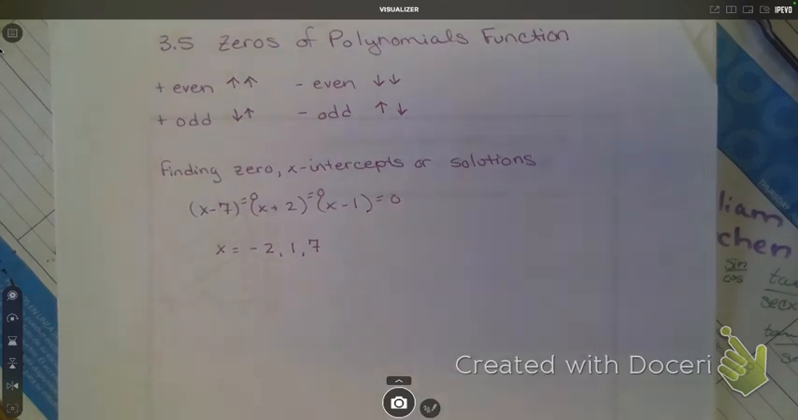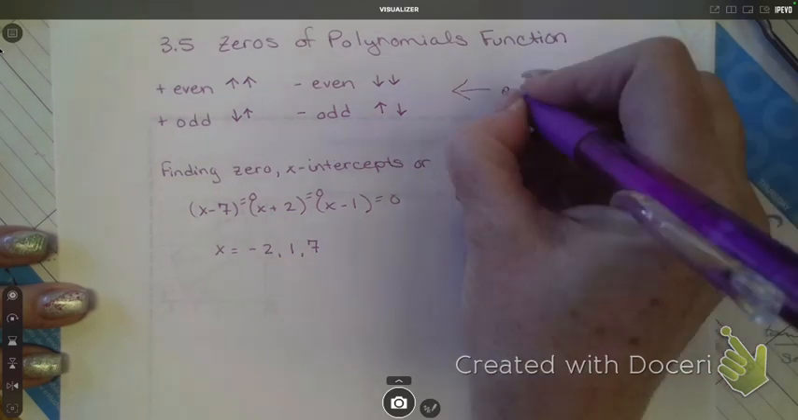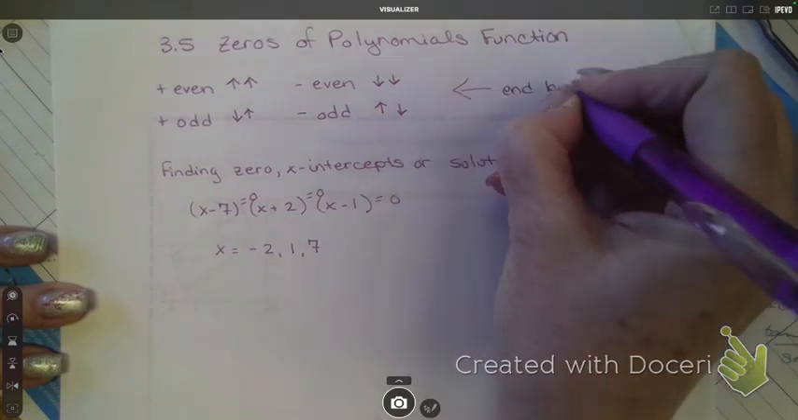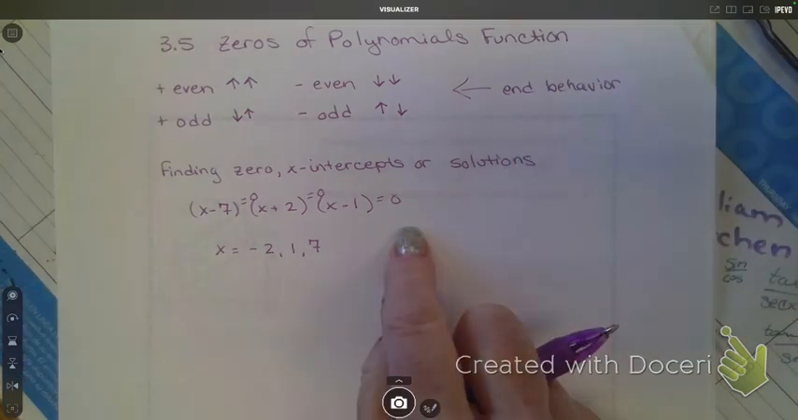We're going to be working with those. We'll be identifying the end behavior, and we will be finding zeros so we can graph in 3.6. Okay, so multiplicity of zeros.